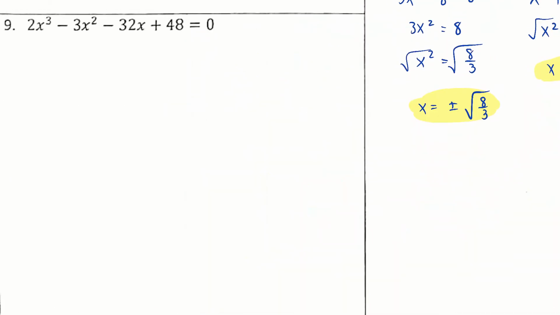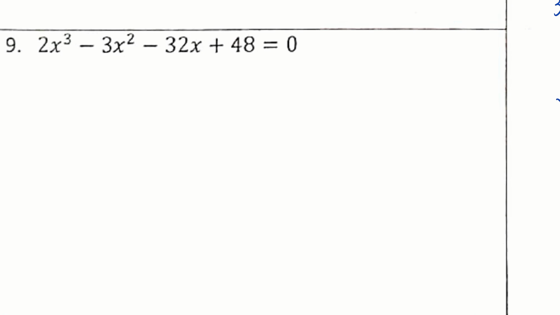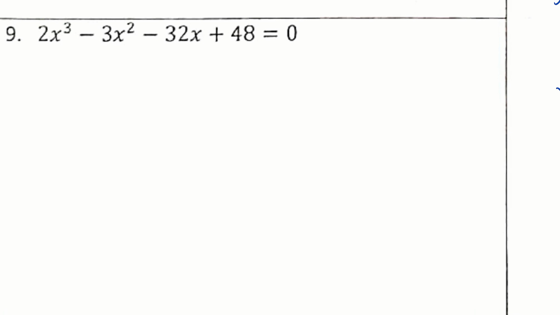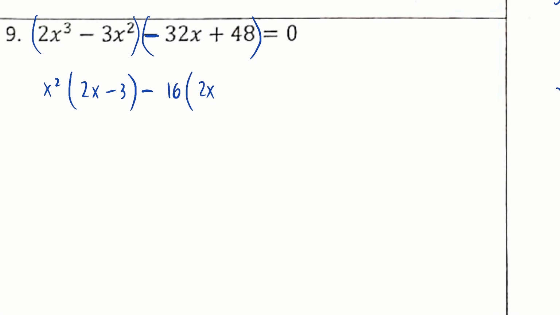And then last one I'm going to do, number 9, and that is factor by grouping. I'm going to factor by grouping because it's 4 terms. So x squared comes out of that first group. That leaves me with 2x minus 3. Always start with this sign. That's a minus. What's the biggest thing that comes out of 32 and 48? Think about that. That's, what, 16. Negative 32x divided by negative 16 is positive 2x. Positive 48 divided by negative 16 is negative 3.